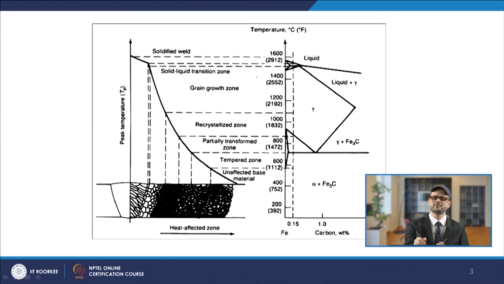So the upper limit will be going towards the fusion boundary zone, and on the lower side it will be coming up to the grain growth zone, because you will have a critical temperature for grain growth. That temperature will be the lower boundary for the underbead zone. Now, as we discussed, in this underbead zone you will certainly have grain growth taking place more predominantly.